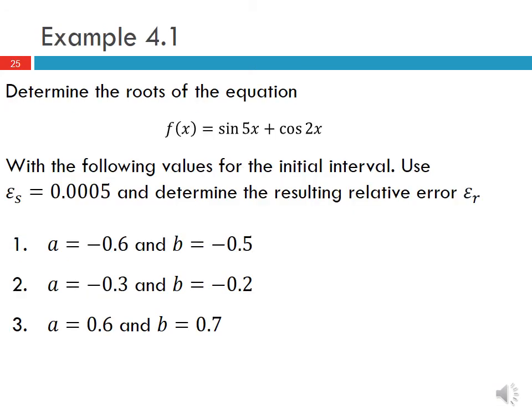So we can do a quick example. We have this function f of x is equal to sine 5x plus cosine 2x, and we want to determine the roots of this equation using these three different intervals. Our error threshold epsilon s is equal to 0.0005, and we want to determine the resulting relative error epsilon r for our final approximation. First we want to find the root that's between negative 0.6 and negative 0.5, then the root between negative 0.3 and negative 0.2, and the root between 0.6 and 0.7.